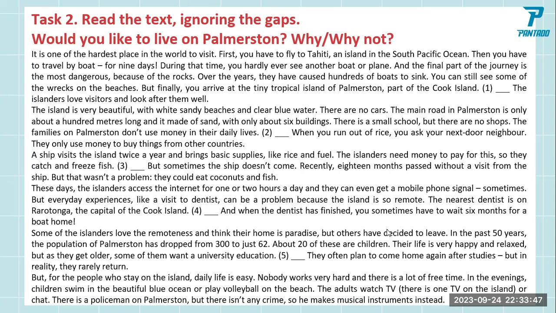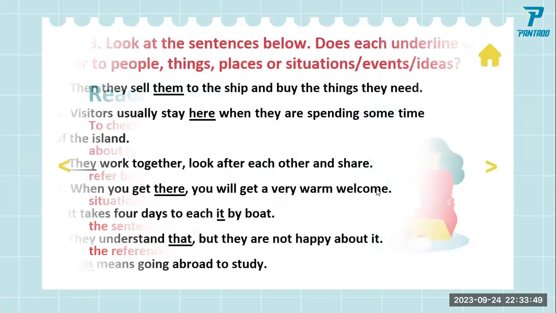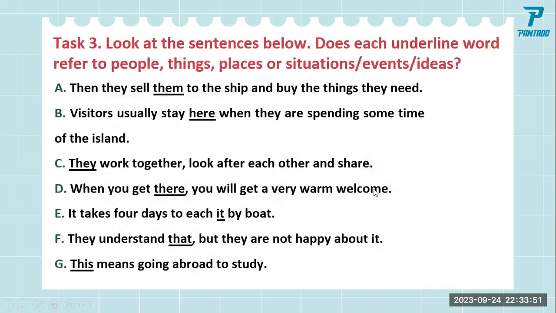Okay, so next one. Look at the sentences, Lihn, below. Does each underlined word refer to people, things, places, situations, or events and ideas? Example: things. Look at letters B, C, D, E, F, G. What does it refer to?